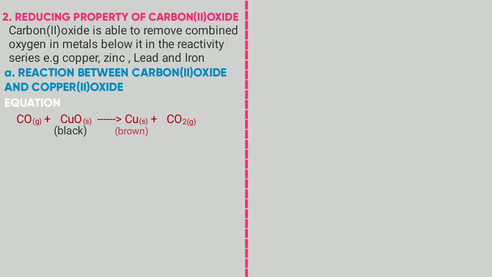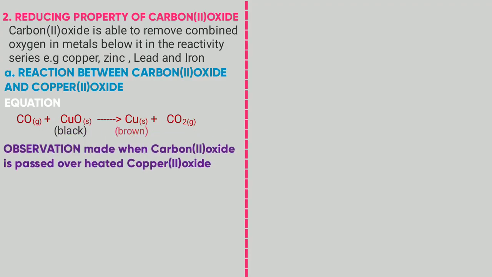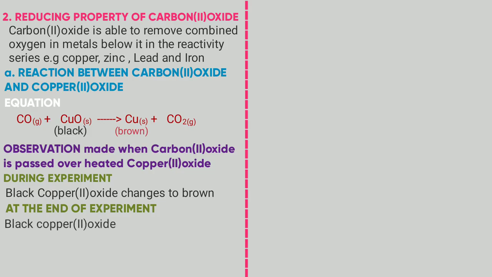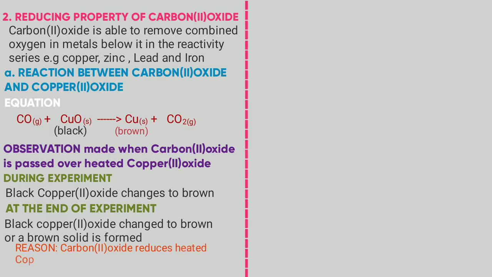Now the observation made when carbon 2 oxide is passed over heated copper 2 oxide. During the experiment, you see black copper 2 oxide changes to brown. At the end of the experiment, we see black copper 2 oxide changed to brown, or you can say a brown solid is formed. The reason is carbon 2 oxide reduces heated copper 2 oxide to brown copper while itself oxidized to carbon 4 oxide.